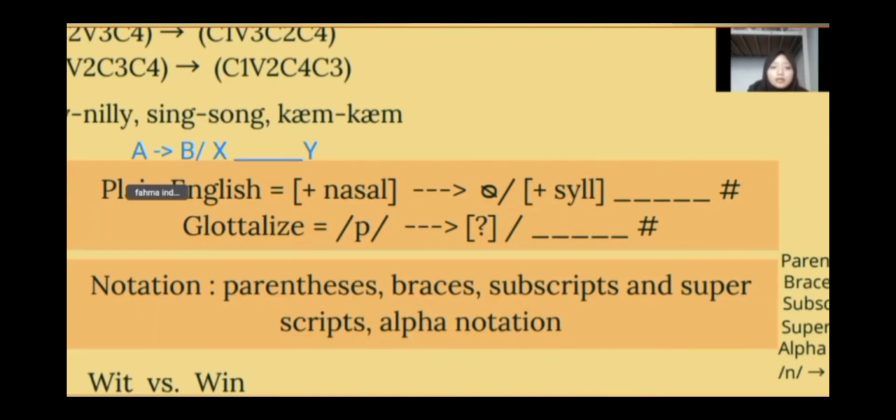In plain English, the rule is said: A becomes B while it is between X and Y. The rule can be stated in plain English as nasals are deleted after syllabic sounds in word final. The next rule says glottalize. So here, glottalize the voiceless oral stops in word final. Formally, that alternation is written as follows: b becomes ʔ, t becomes ʔ, k becomes ʔ.